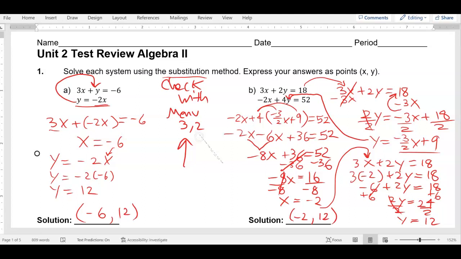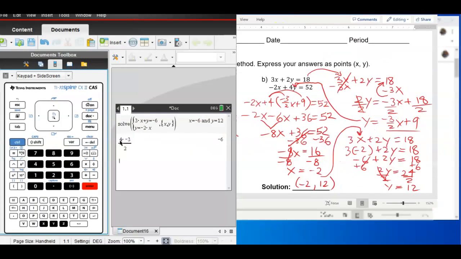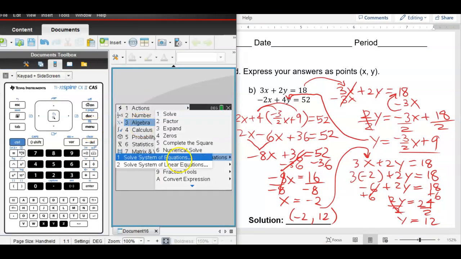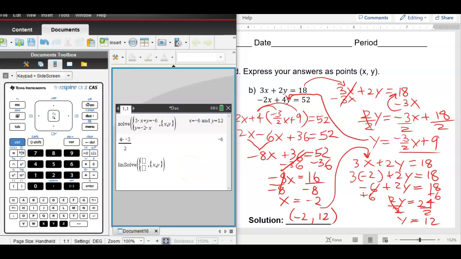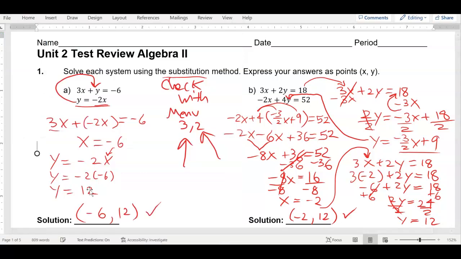Please remember that you can also check it with menu 3-2, just like we did on number 1. So let's go ahead and do that. Menu 3, you're going to press 2, hit OK. Let's type it in. 3x plus 2y equals 18. Negative 2x plus 4y equals 52. Negative 2, 12 checks out.